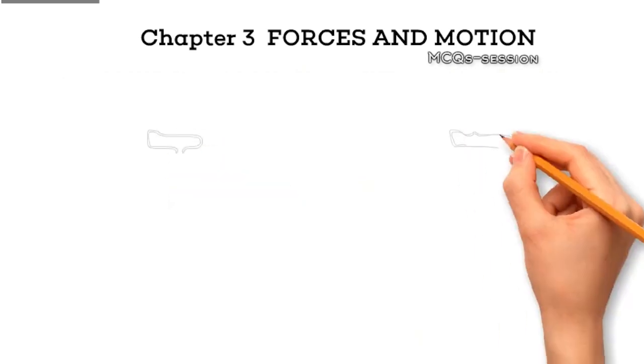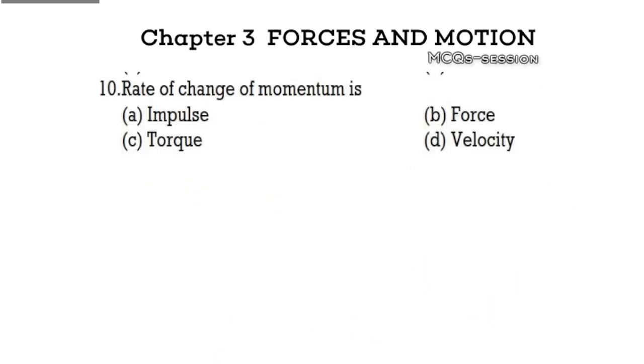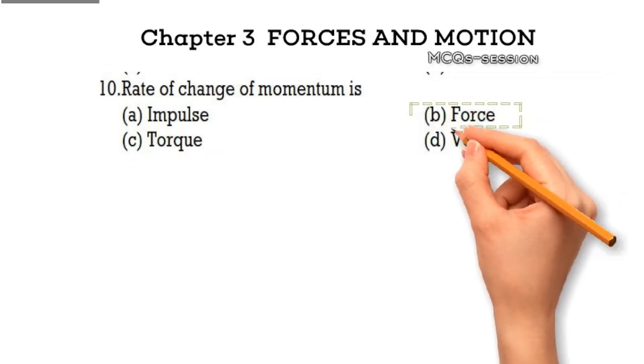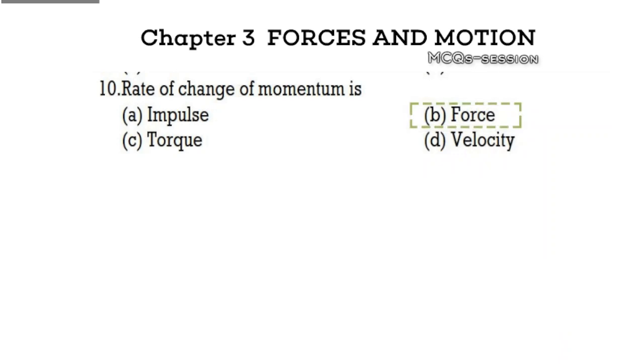Question 10. Rate of change of momentum is: options: A, impulse, B, force, C, torque, D, velocity. Pause the video and guess the correct answer. The correct answer is B, force. Explanation: force is defined as the rate of change of momentum with respect to time.